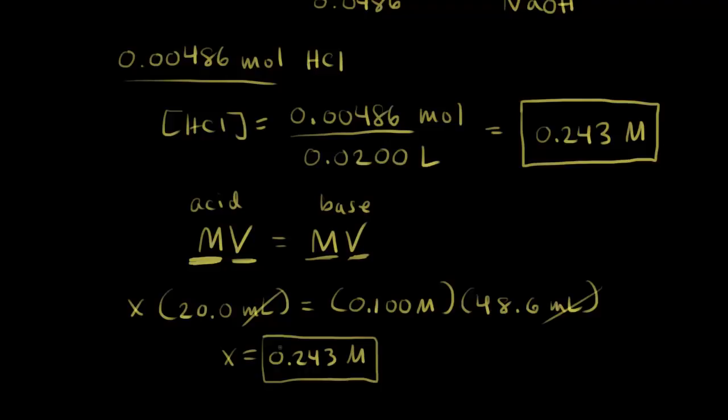This shortcut way works pretty well when you're dealing with a strong acid and a strong base in a 1-to-1 molar relationship. All right, in the next video, we'll do a problem where the mole ratio is no longer 1-to-1.